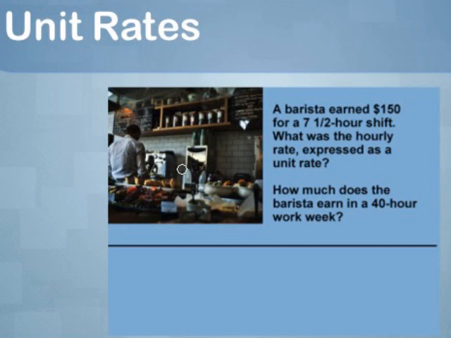A barista earned $150 for a 7.5-hour shift. What was the hourly rate expressed as a unit rate? How much does the barista earn in a 40-hour work week? Take the numerical ratio, 150 over 7.5, to find the unit rate. Also make a note of the units, dollars per hour. We get a unit rate of $20 per hour.